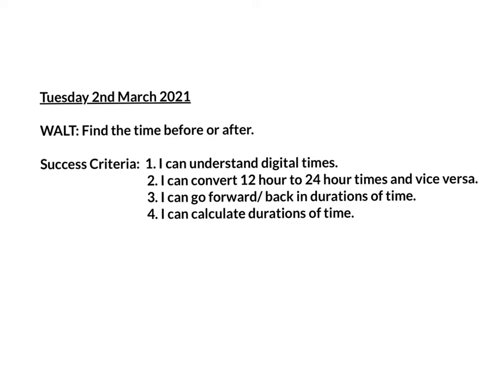So we looked at lots of digital times yesterday in 24-hour time, 12-hour time, and that you can convert 12-hour time to 24-hour times and vice versa. Again, covered yesterday, so it's a bit of a revision of yesterday's work. And that you can go forward or back in durations of time, and that basically means adding time or going back in time. And that you can calculate durations of time, so it means if an event starts at a particular time and finishes so many minutes or hours later, that you can calculate how long that duration was.